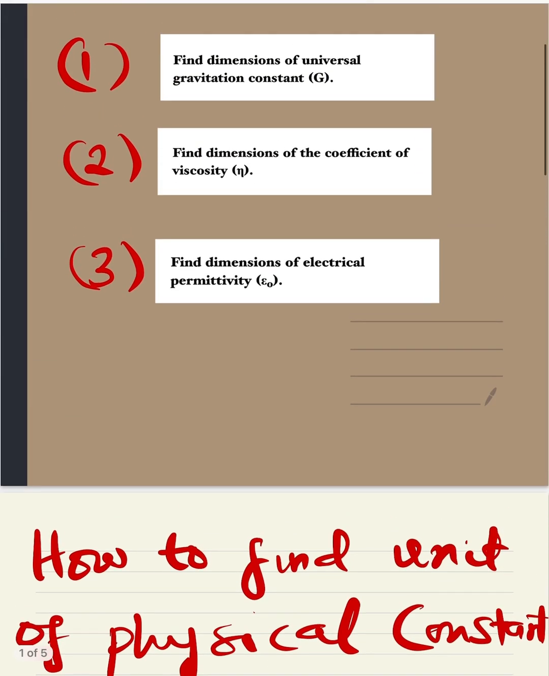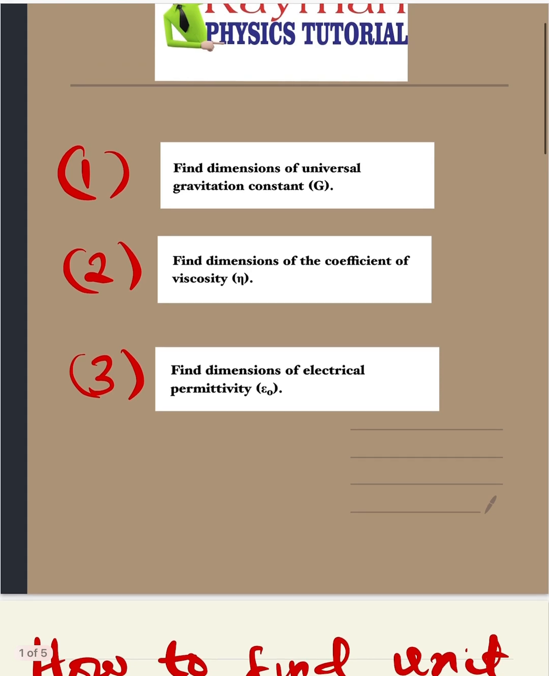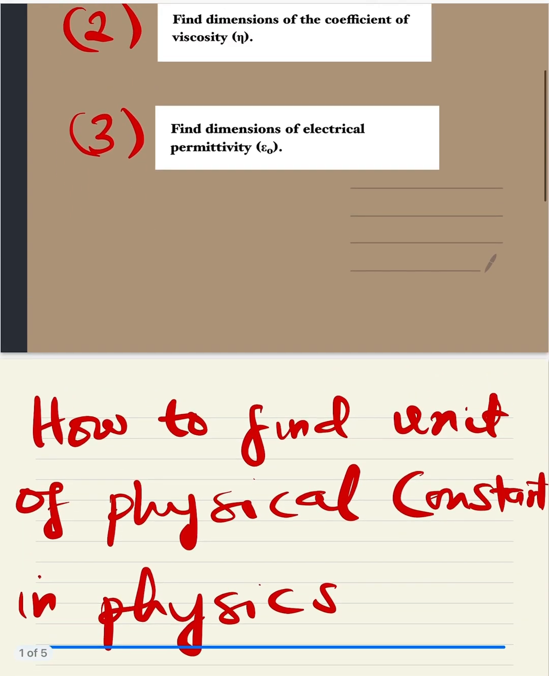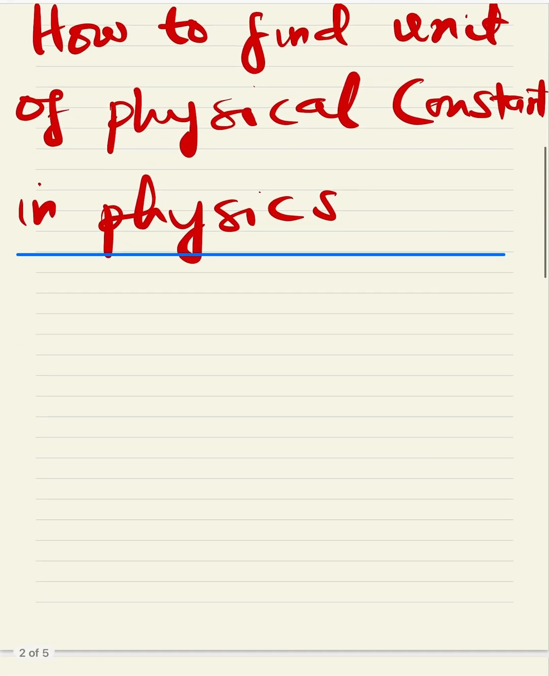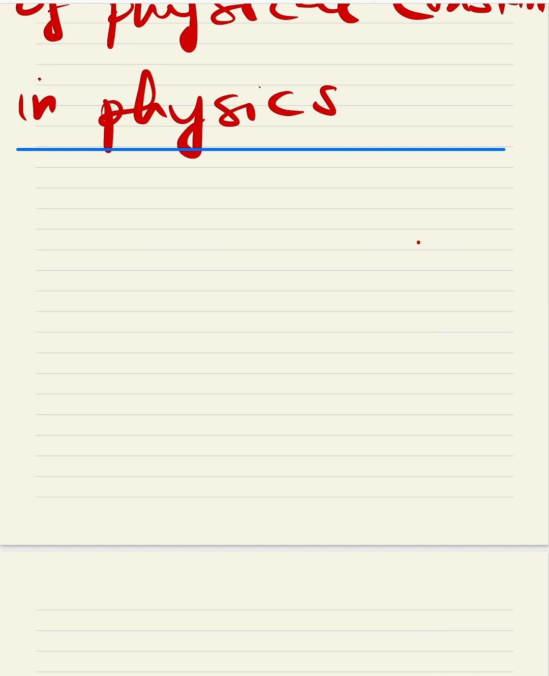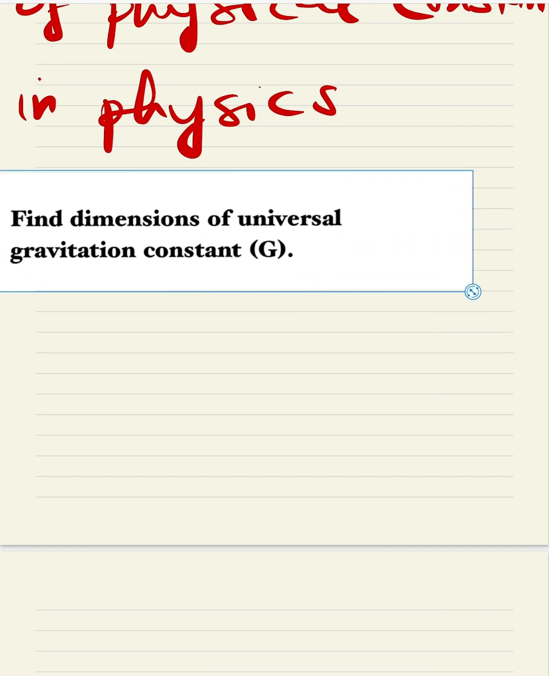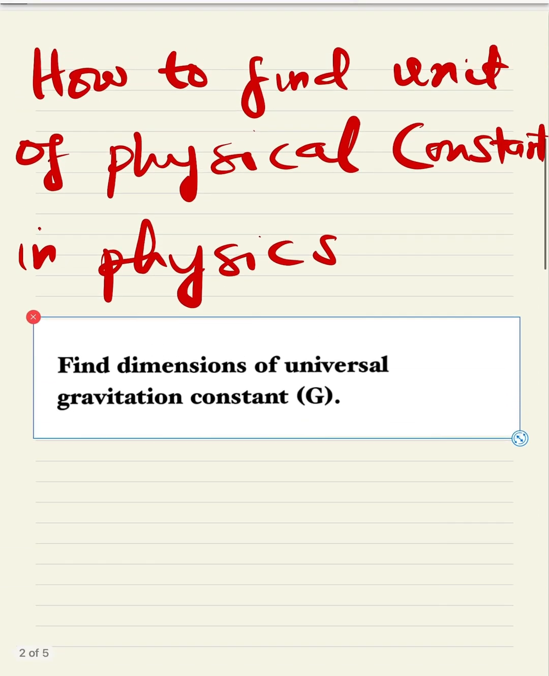Right, so as you can see, I have three questions here. You are asked to find the dimensions, but from the dimension we are going to obtain the units. From the dimension we are going to get the units of each of these, right? So let me take the first one first and solve it for you so you guys can see how to solve that. This is the first question I'm going to be solving now.